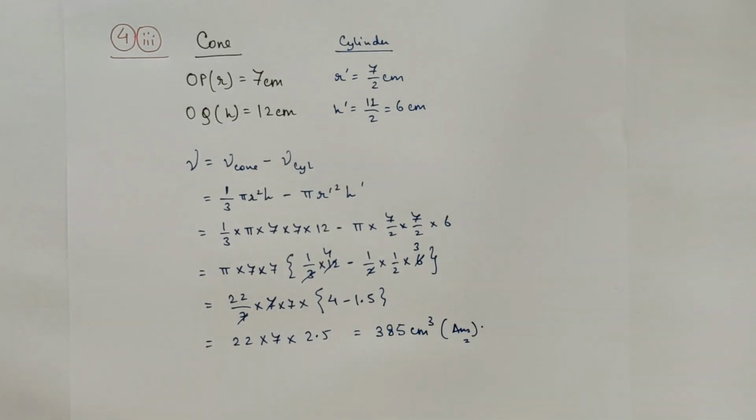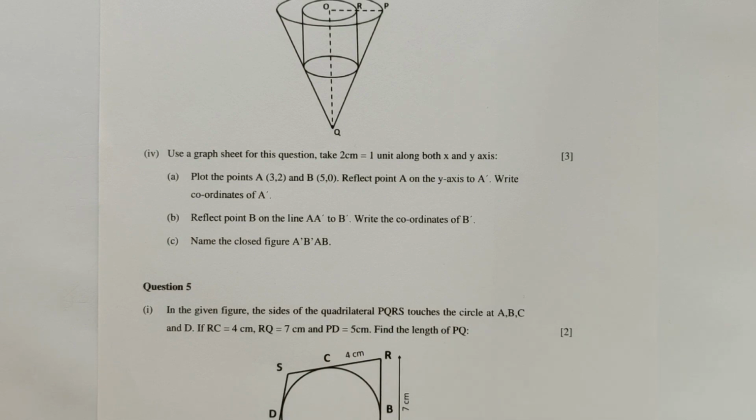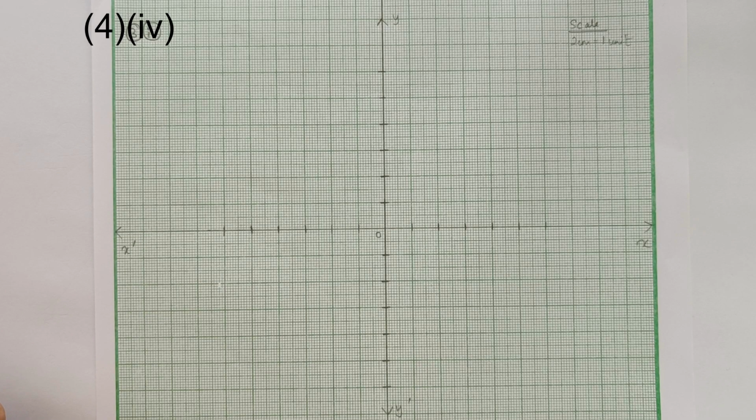Simple. Part 4. You have to use a graph sheet for this question. Take 2 centimeter is equal to 1 unit along both x and y axis. So over here we have a question from reflection. Let's take a graph paper and solve this. We have the graph sheet over here. Let's start with part A. You have to plot the points A (3, 2) and B (5, 0).